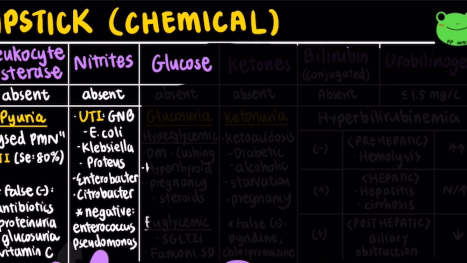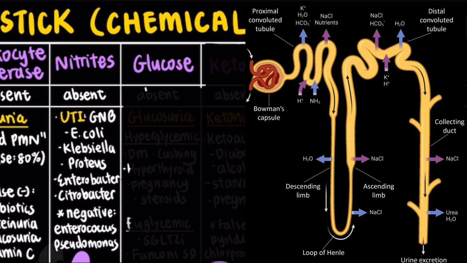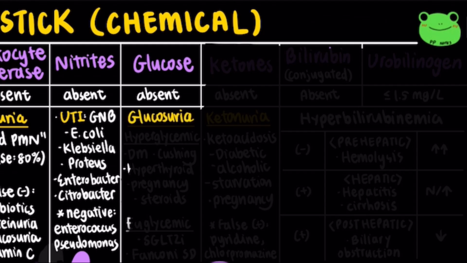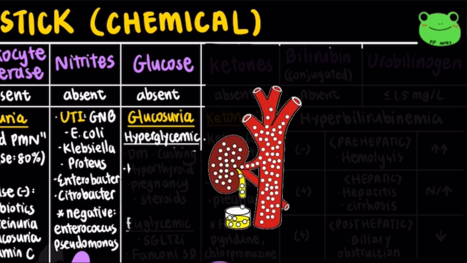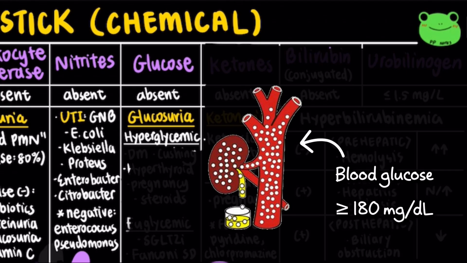Next up is glucose in the urine. Normally, the kidneys reabsorb all the filtered glucose, so urine glucose should be negative. Presence of glucose in the urine is known as glucosuria, which is commonly caused by hyperglycemia, or high blood glucose. This happens when the blood glucose levels exceed the renal threshold, usually around 180 milligrams per deciliter. At that point, the kidney can't reabsorb all the glucose, so it spills into the urine.